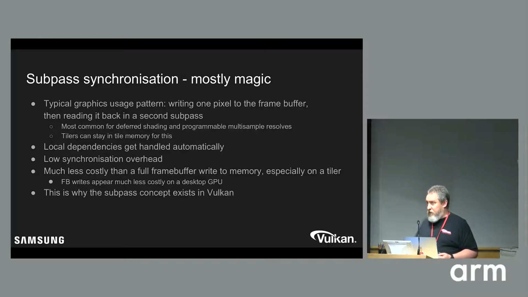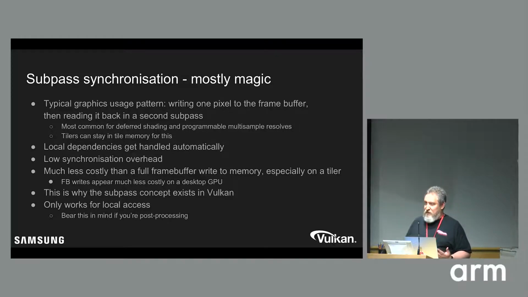In fact, it matters so much that's why subpasses were put into Vulkan. The only caveat to that is that it does only work for accessing the local pixel, so that everything can stay within the tile. So if you're doing some kind of post-processing effect that involves lens flare or motion blur or something like that, and you already needed to access surrounding pixels, bear in mind this mechanism won't of itself work for you.